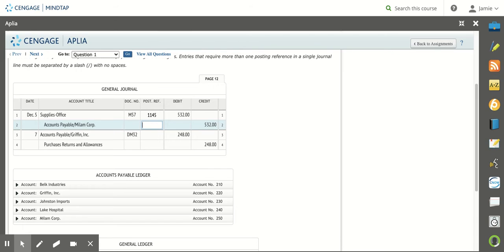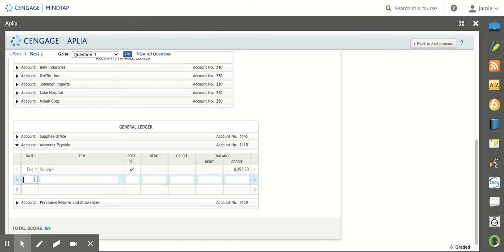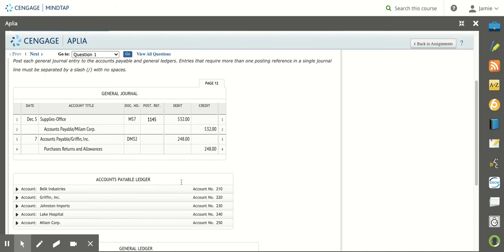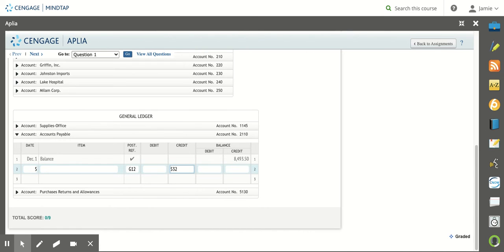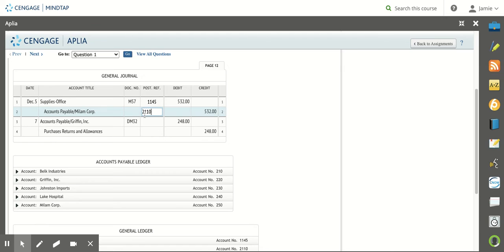Then we need to move down to our next row, and we need to post into 2 different accounts: accounts payable and Milam Corp., both a credit of $532. So let's do accounts payable first. We have December 5th, G12, and it was a credit of $532. We have a credit and another credit. So our new balance would be $9,025.50 when we add those 2 together. And account number 2110, and then backslash, because we're going to put 2 accounts.